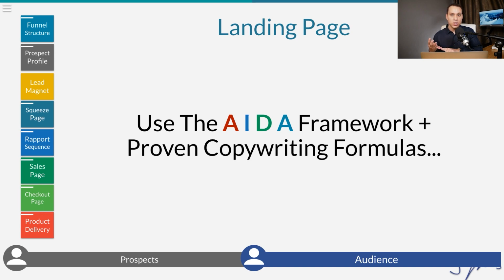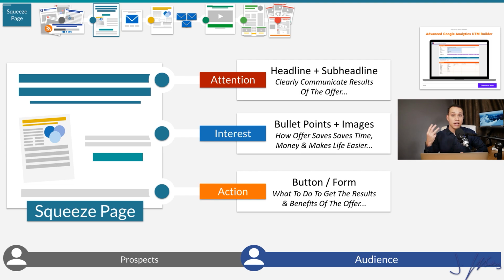Now, because we're doing a squeeze page, we're actually going to skip the desire part, and we're just going to focus on the 3 out of the 4. You can always add in the desire element later.